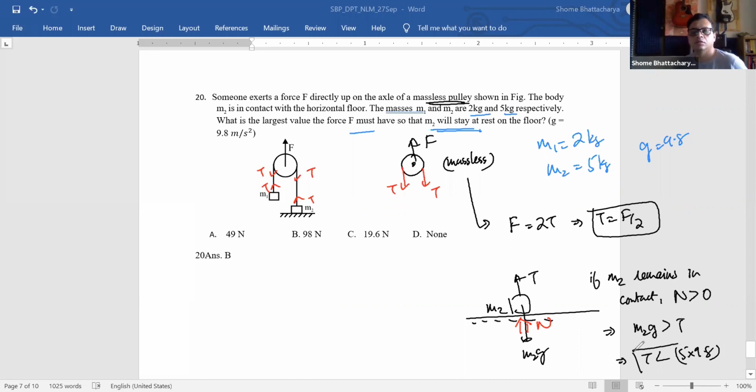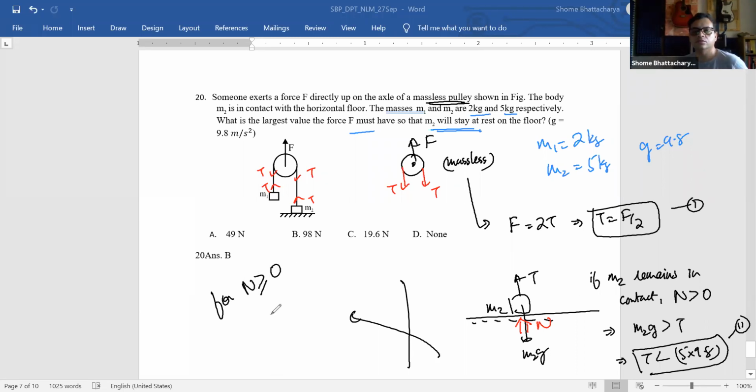Now combine the two. N can be just about equal to zero also, just as it loses contact. So that's the limiting condition. F has to be less than or equal to 10 into 9.8, because F is equal to 2T. That is the condition.